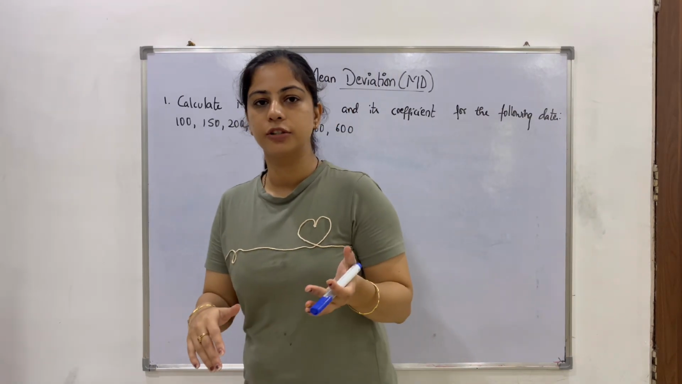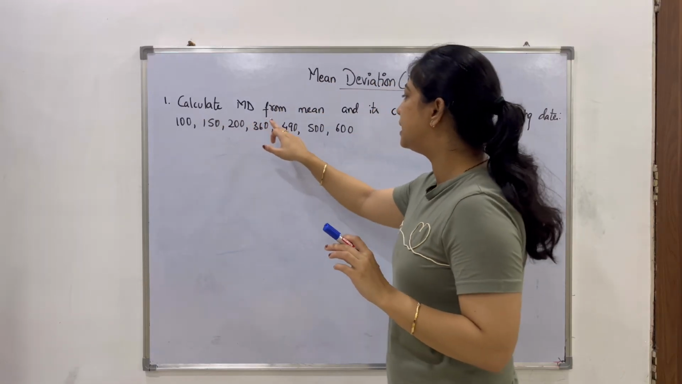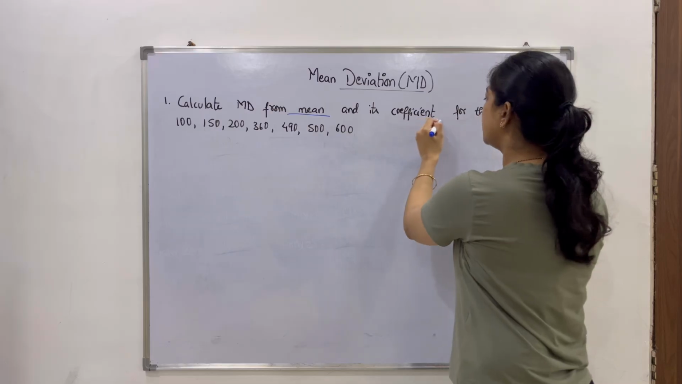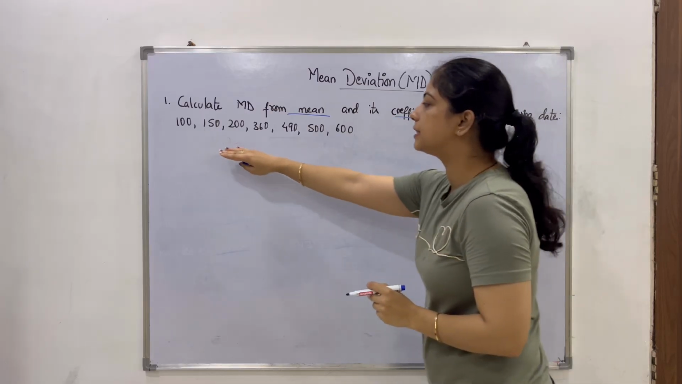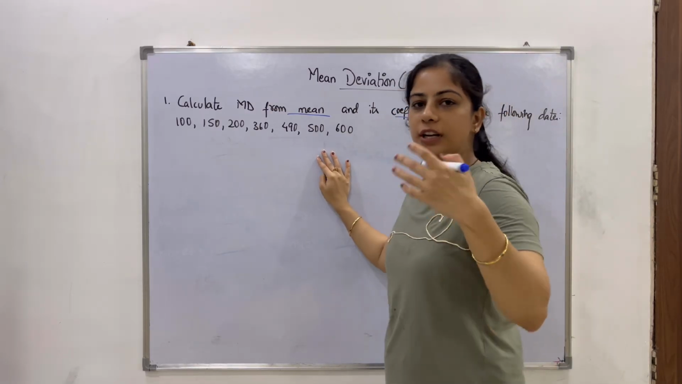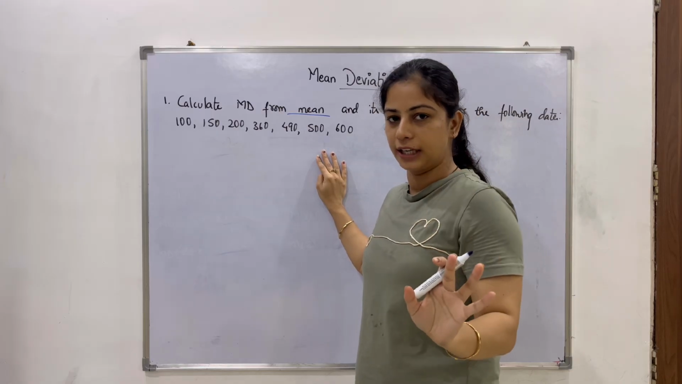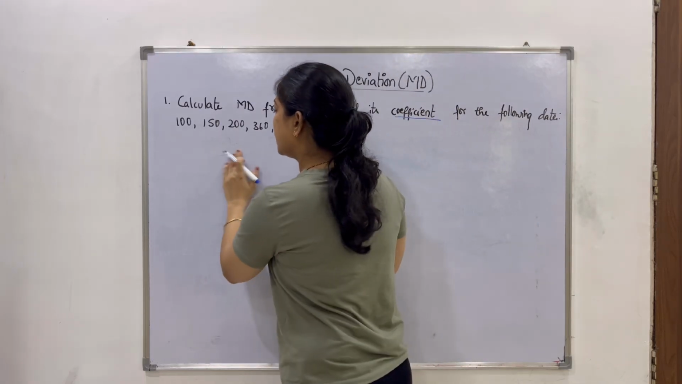Let us look at the first question. Calculate mean deviation from mean and its coefficient for the following data. This is the data given to us. Now, whatever data is given to you, you're supposed to write that particular data in your answer.